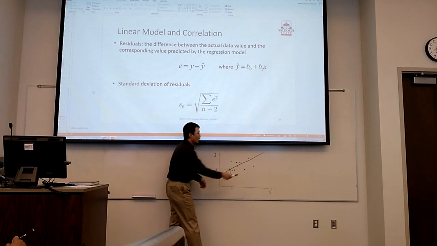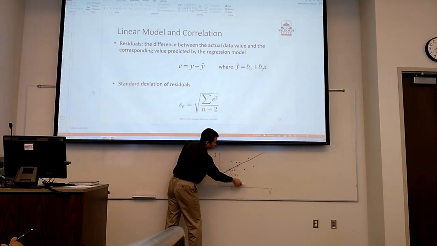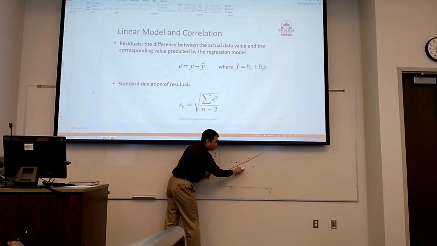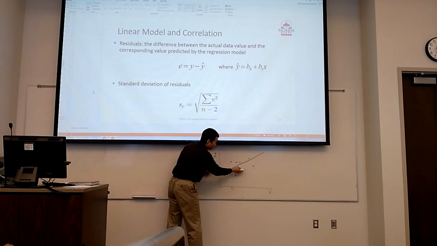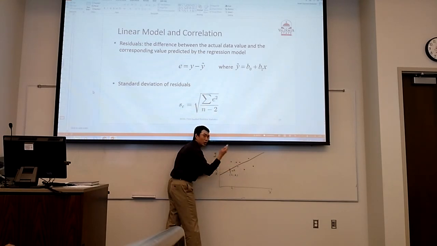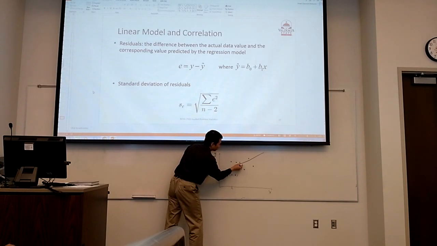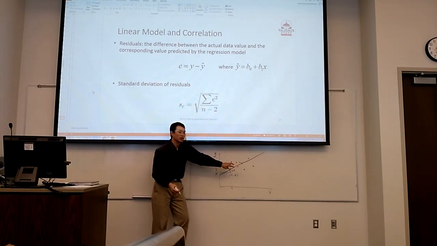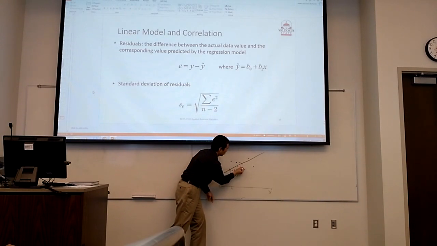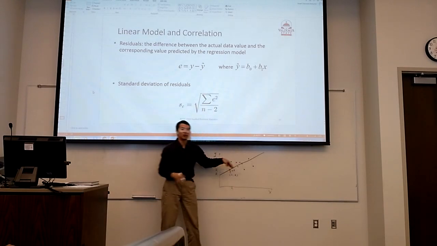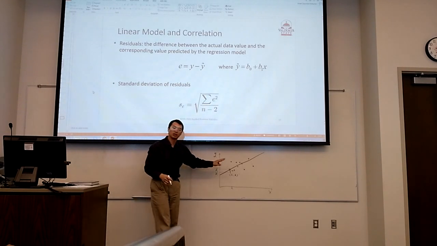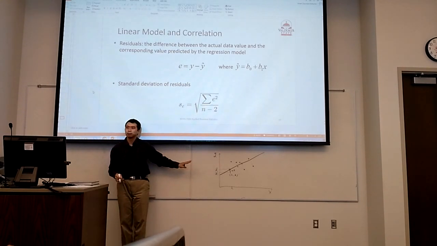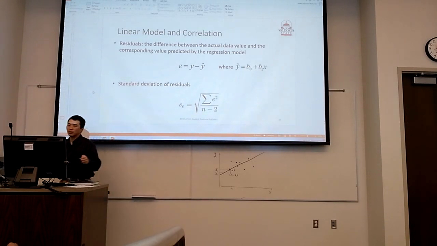If we look at other data points, for this one, there's a corresponding x value. This is the actual data, and the corresponding real y value is here. And if we use the regression model, the estimated y is around here. So it's different. Those differences are the residuals. Any questions on this concept? Okay, so that's the residual.